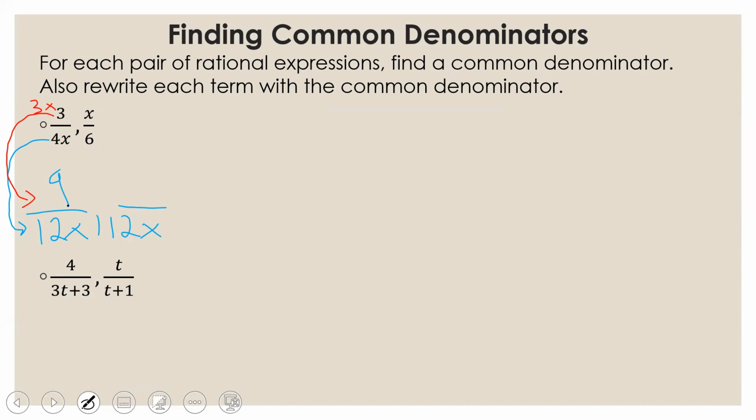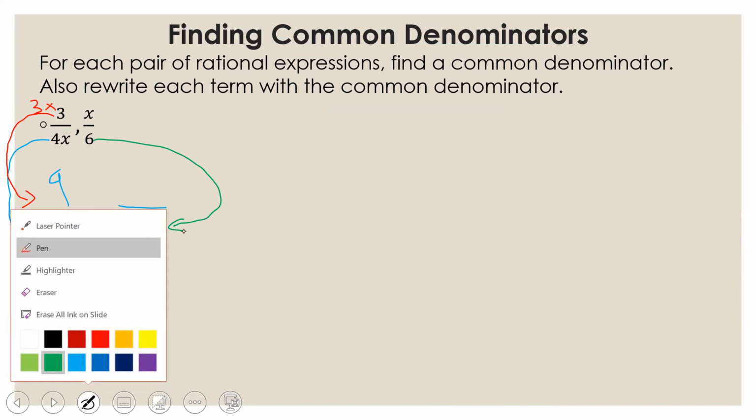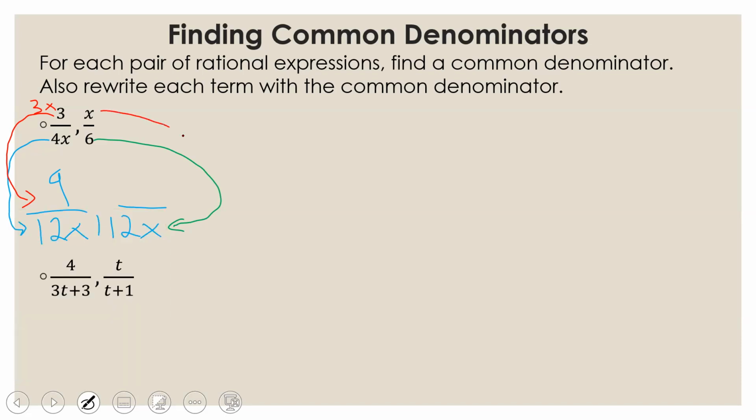For the second term, to go from 6 to 12x, we not only had to multiply by 2 to get the 12, but we also had to multiply by x to make it 12x. So we have to do the same thing with the numerator. This x here, we're going to multiply by 2x. So x times 2x will give us 2x squared as our new numerator. So now our new terms with common denominators are 9 over 12x and 2x squared over 12x. And we could use those to add or subtract as needed.